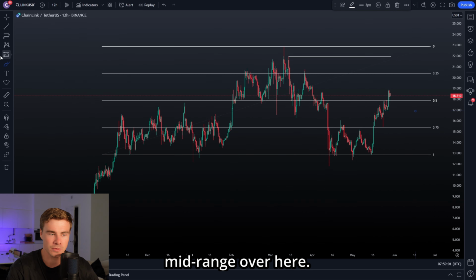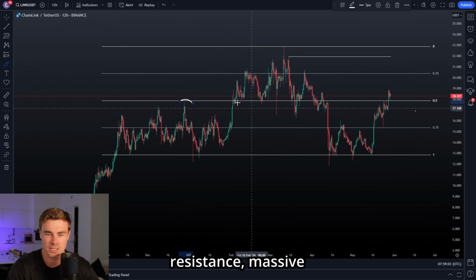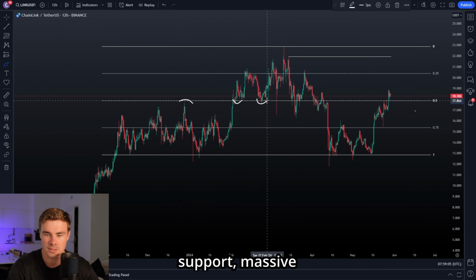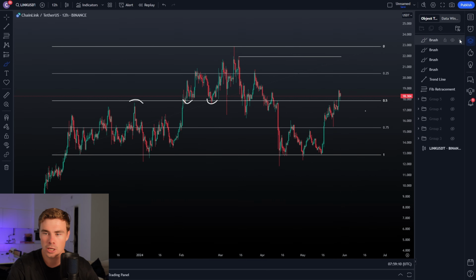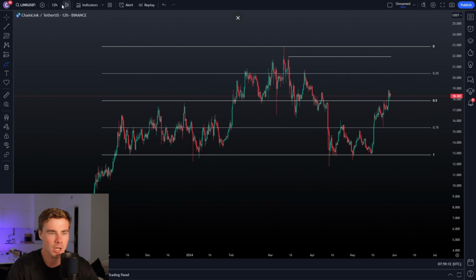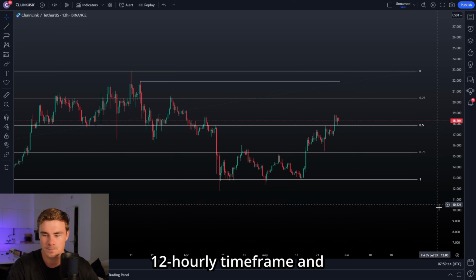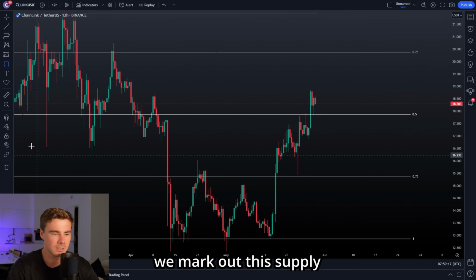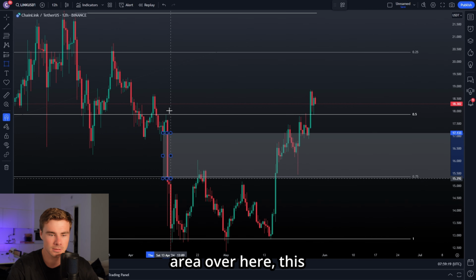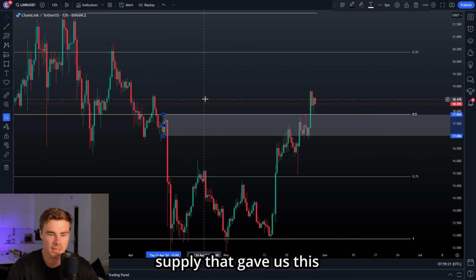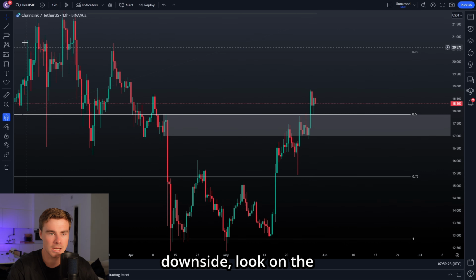Guys, notice the mid-range over here. Notice how it acted as resistance, massive support, and huge resistance for this drop-off to the downside, okay? Keep that mid-range in mind. When we go to the 12-hourly time frame and we mark out this supply area over here, right? This supply that gave us this huge impulse to the downside.